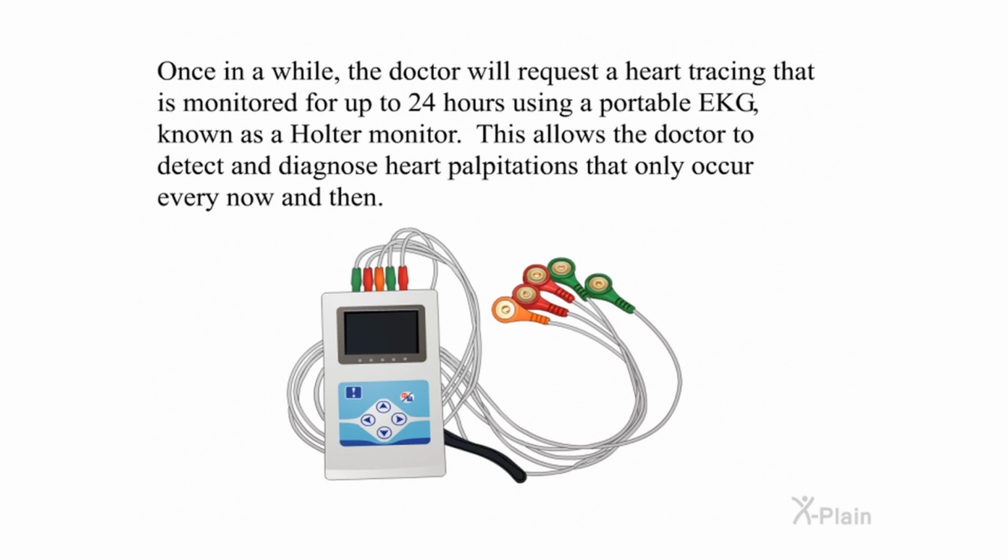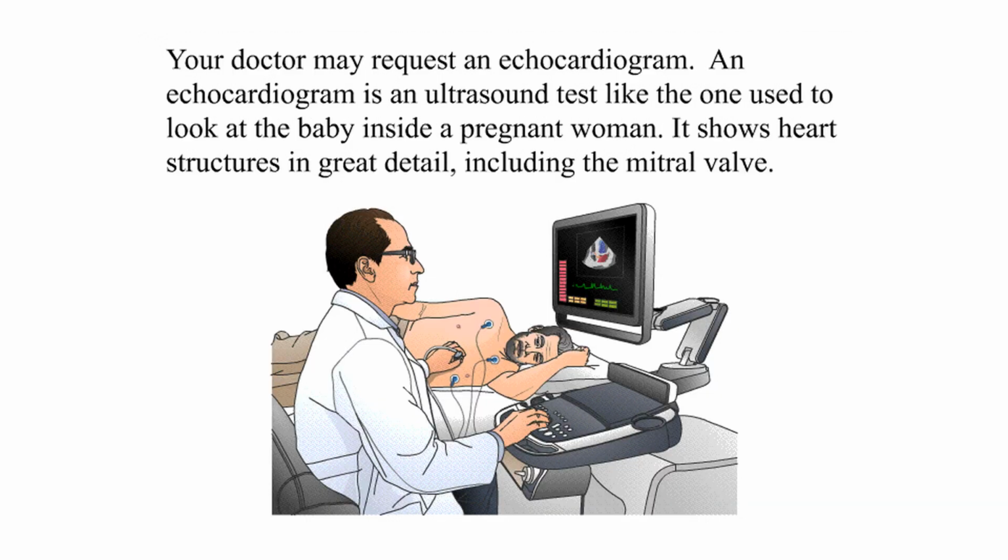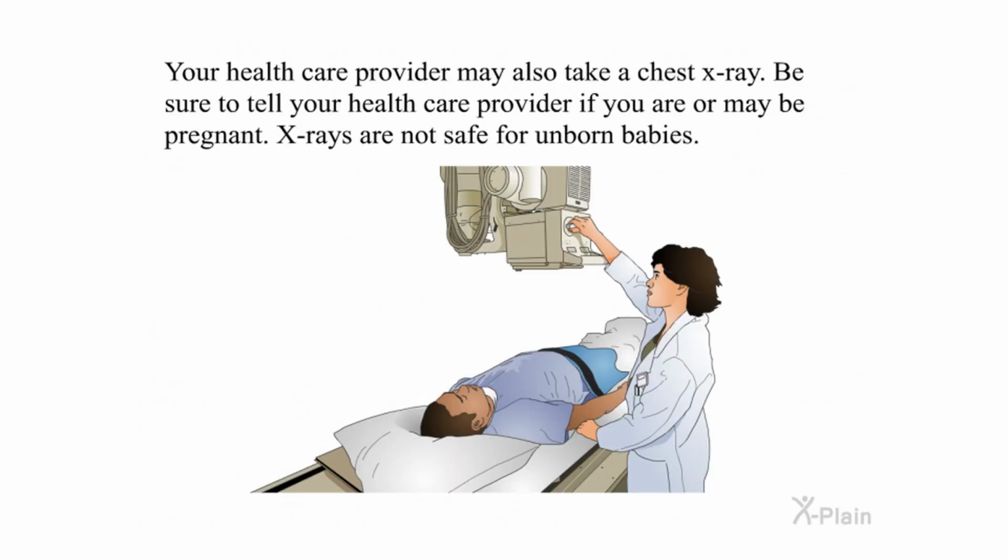Once in a while, the doctor will request a heart tracing that is monitored for up to 24 hours using a portable EKG, known as a Holter monitor. This allows the doctor to detect and diagnose heart palpitations that only occur every now and then. Your doctor may request an echocardiogram. An echocardiogram is an ultrasound test like the one used to look at the baby inside a pregnant woman. It shows heart structures in great detail, including the mitral valve. Your healthcare provider may also take a chest X-ray. Be sure to tell your healthcare provider if you are or may be pregnant. X-rays are not safe for unborn babies.